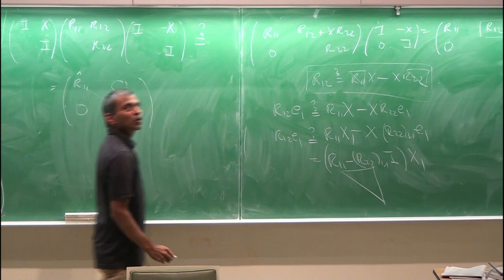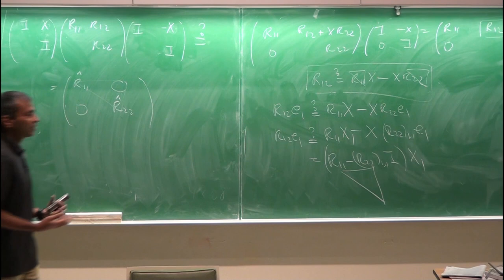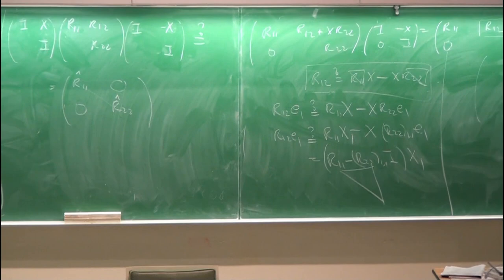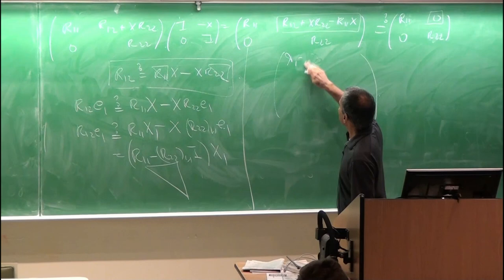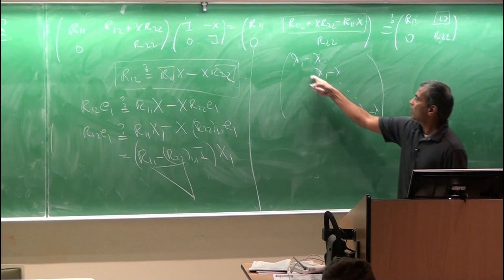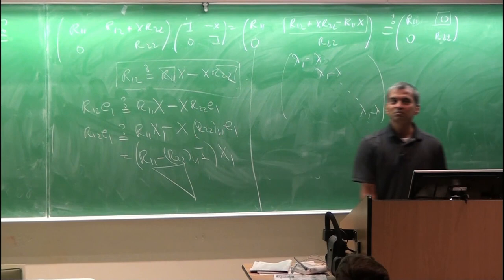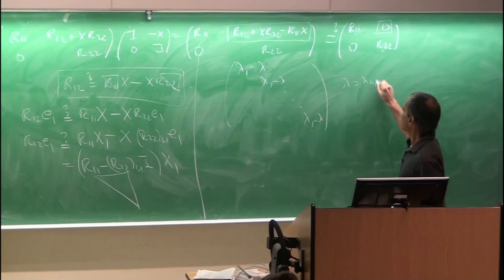So we know exactly when that has a solution. An upper triangular matrix is invertible if and only if the diagonal entries are non-zero. But we know what the diagonal entries of R11 are. They're just lambda 1. And from this, you're subtracting a number lambda. So this is the diagonal entries of this matrix. Lambda 1 is the diagonal entry of R11. Lambda is the one entry of R22. It's either lambda 2 or lambda 3, because there are only two eigenvalues in R22.